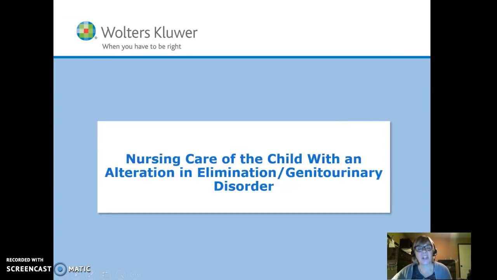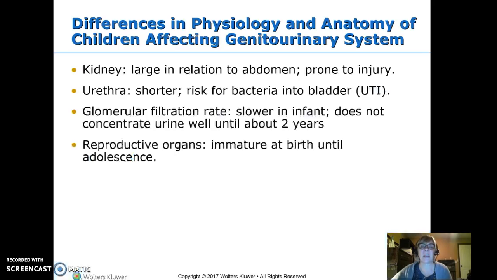So this is nursing care of the child with the alteration in elimination, specifically genitourinary disorders. What's the difference between kids and adults? Well, the proportion of the abdomen that the kidneys fill up is larger in the child, which means it's easier to injure the kidney if they get hit in the abdomen, or particularly if they get hit in that lower back over the kidneys. The urethra is short, so irritation on the skin of the peri area doesn't have far to travel. Germs don't have far to travel to get into the bladder and cause a UTI.